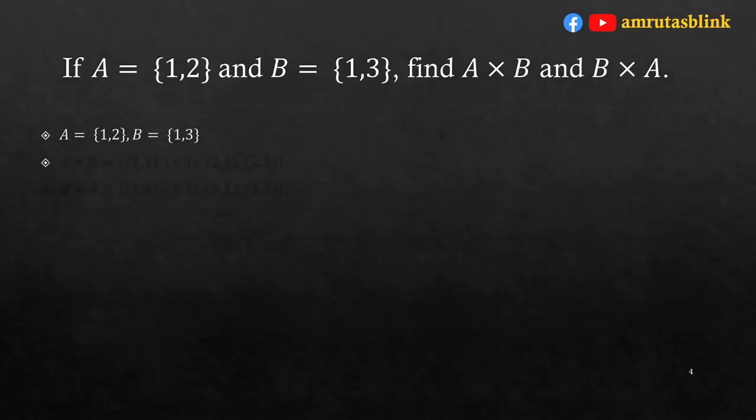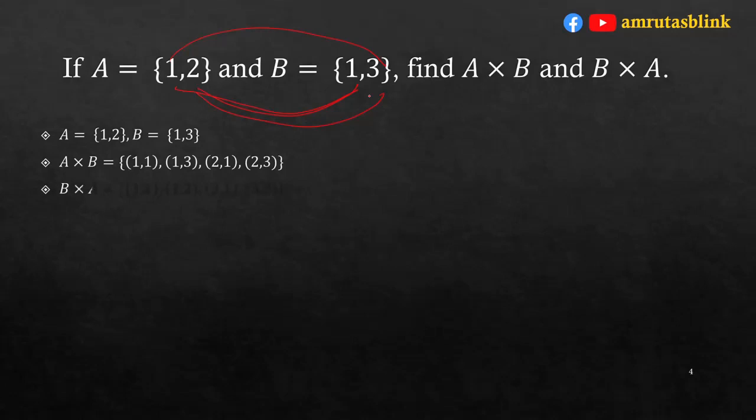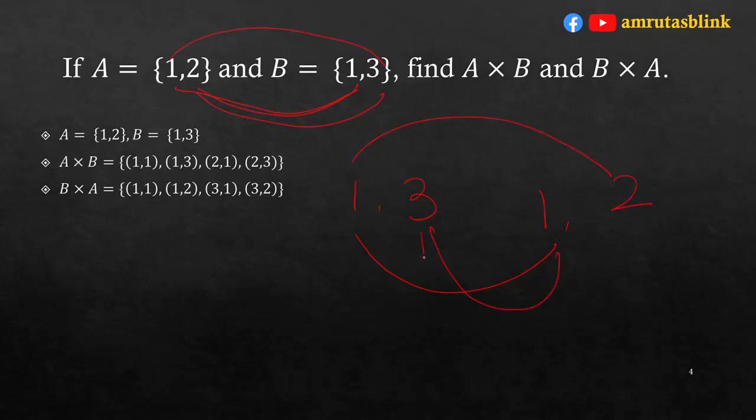Now A Cartesian product B will have the first element from set A and the second element from set B, that is (1, 1) and (1, 3). Similarly (2, 1) and (2, 3). Similarly, with reverse order, B Cartesian product A will be (1, 1), then (1, 2), then (3, 1) and (3, 2). So the Cartesian product of BA will be (1, 1), (1, 2), (3, 1) and (3, 2).